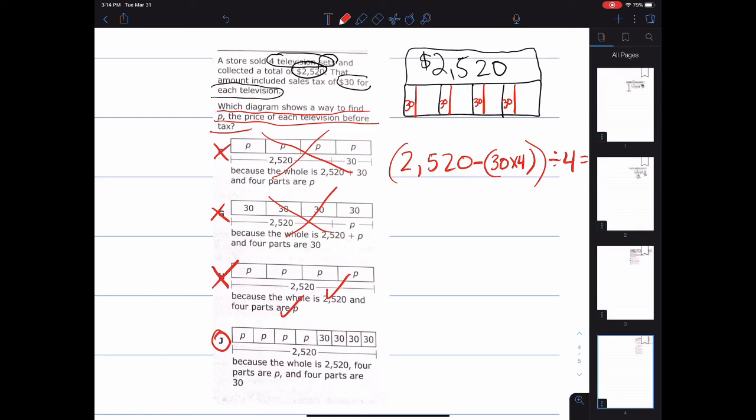And so my only answer is J, because the whole is 2,520, which is true. Their 4 parts are P, those are the 4 televisions, and 4 parts are $30 tax on each television. So then my answer would be J.